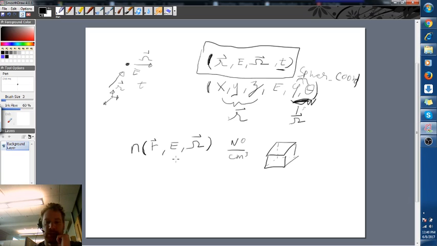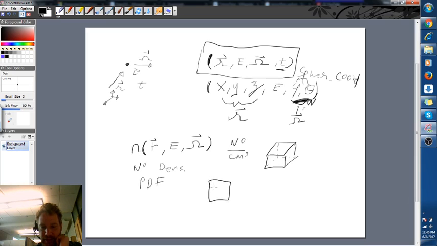And what this gives is the number of neutrons per centimeter cubed. It's a probability density function. So this is the neutron density, and it's a type of probability density function. It's a probability density function of its neutron state space.